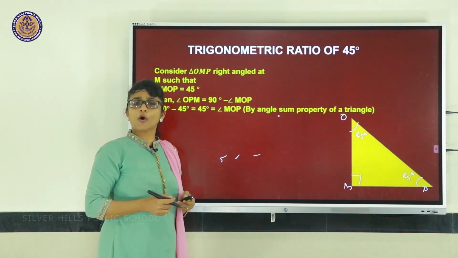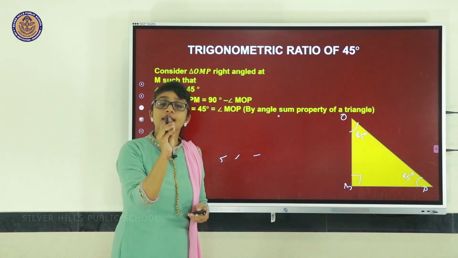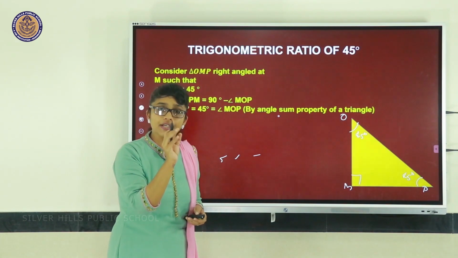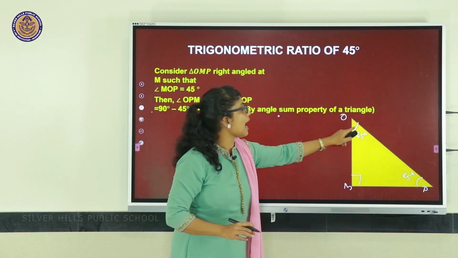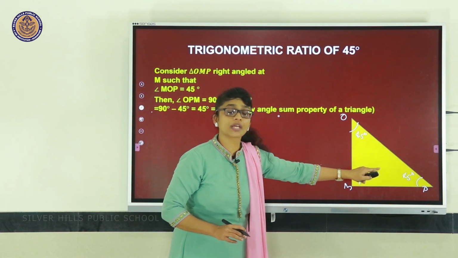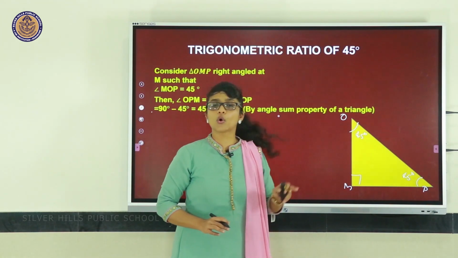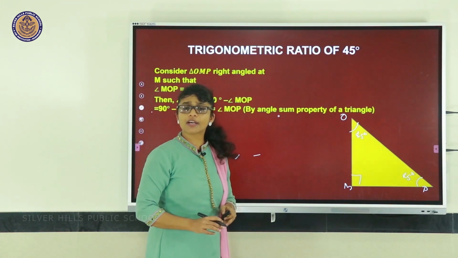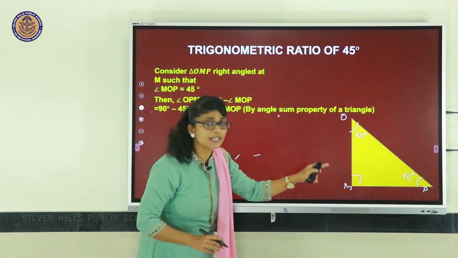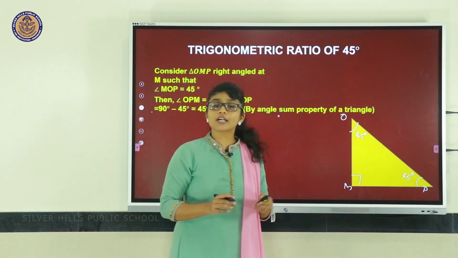What is the angle sum property of a triangle? Sum of 3 angles is equal to 180 degree. Here angle M equal to 90 degree and the other two angles are acute angles. One we consider as 45, so the other is also 45 degree. Now please observe this figure. This is a right angle triangle and two angles are equal.